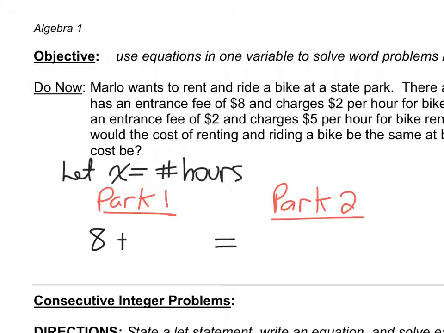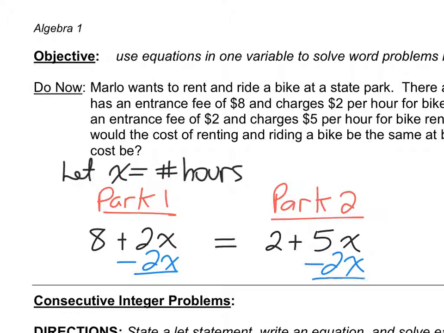8 plus 2x. And the second park? 2 plus 5x. All right, so we want to solve. What do I do? Subtract 2x from 5x. At the same time, I could do what? Subtract 2 from the 8. So we're looking at 6 equals 3x.